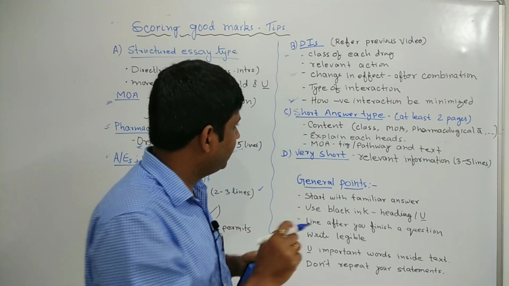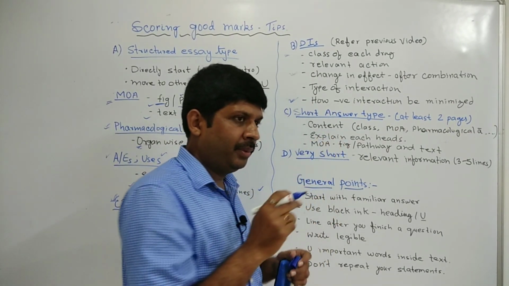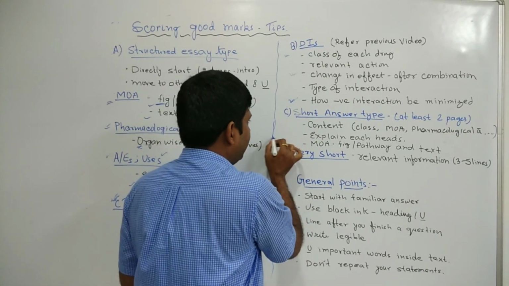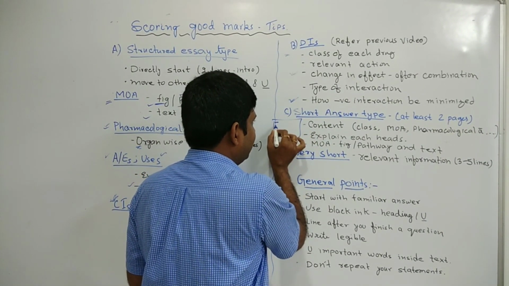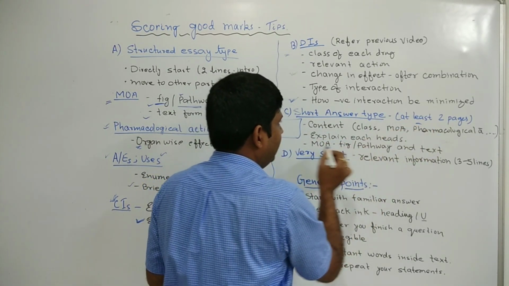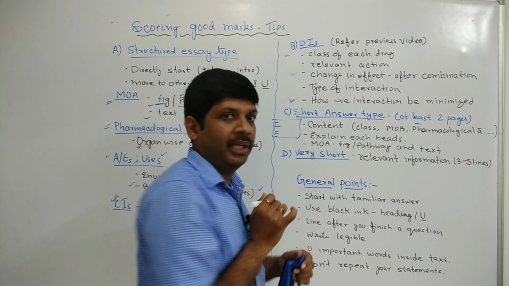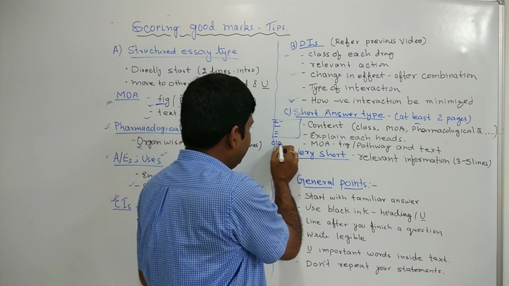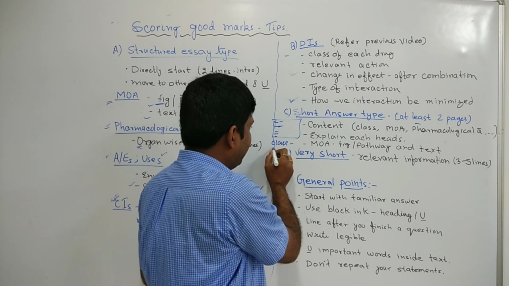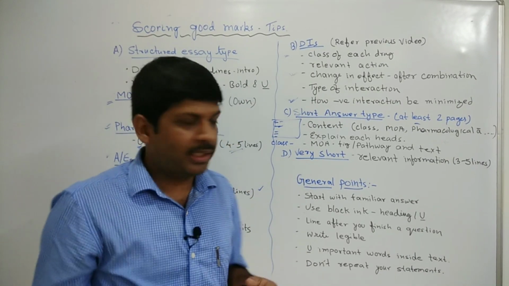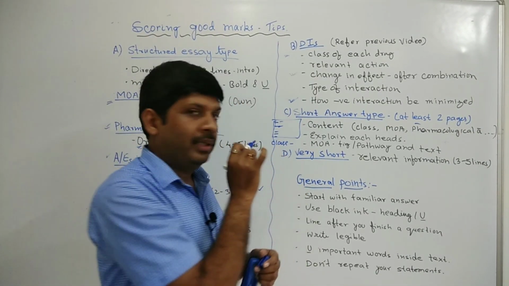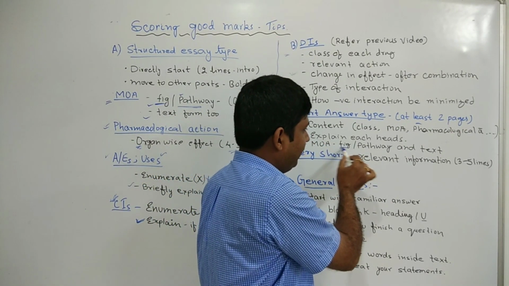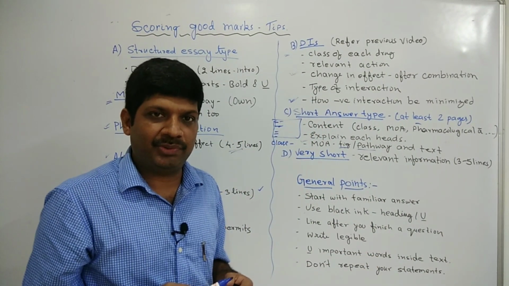in those cases, you make a content. Content means under what headings you will be explaining your answer. So you can make a box, and then write class, mechanism of action, pharmacological action, uses, adverse effects. And then explain each head. Say class, and then you explain this part, pharmacological action with different ink, and then explain that part. And if there is a mechanism, again the same rule applies here. You explain with the help of a figure, pathway, and text as well.